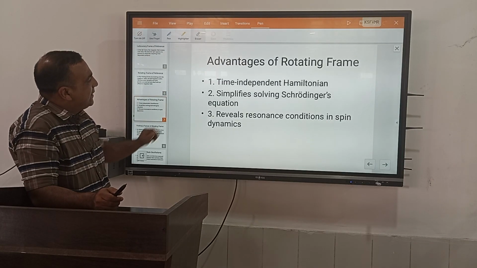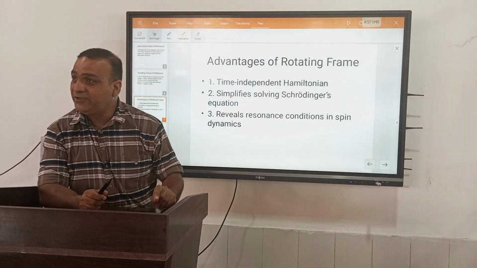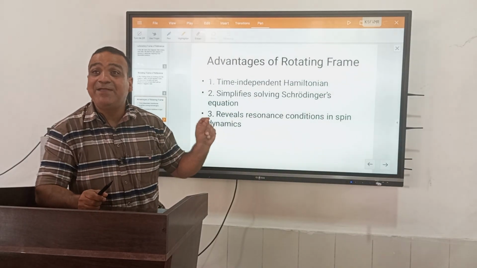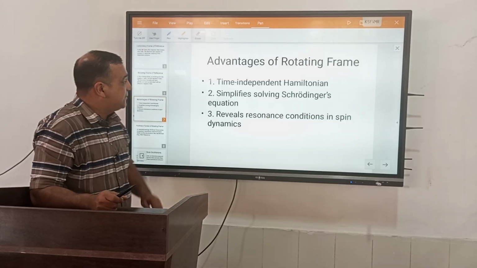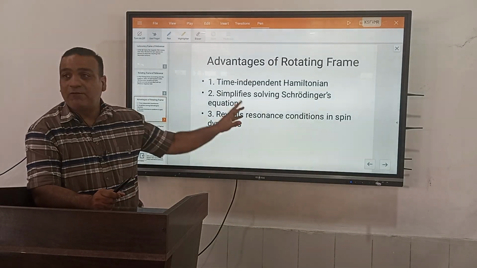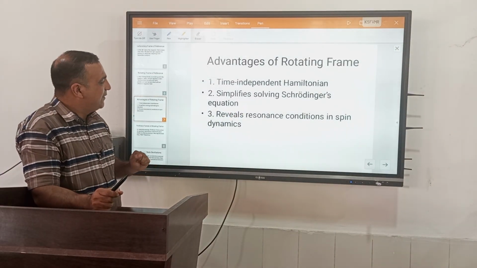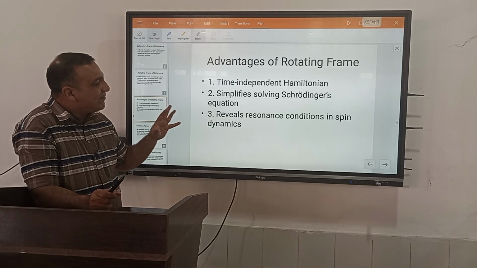So we can see a time independent Hamiltonian. You come up with a time independent Hamiltonian by choosing a rotating frame of reference. It simplifies solving Schrodinger's equation, and it reveals the resonance condition.